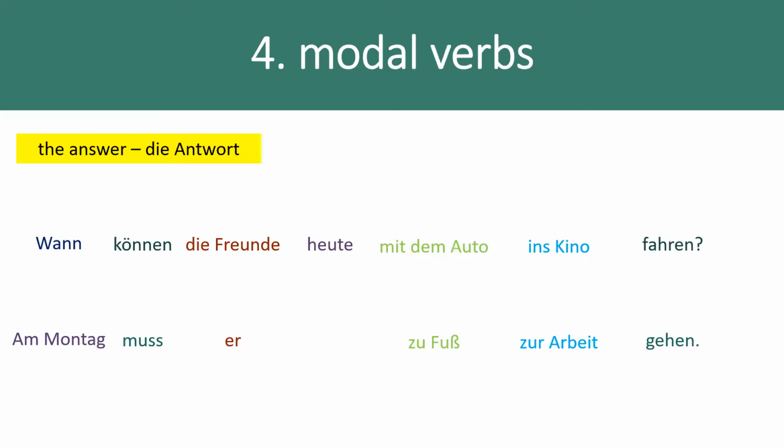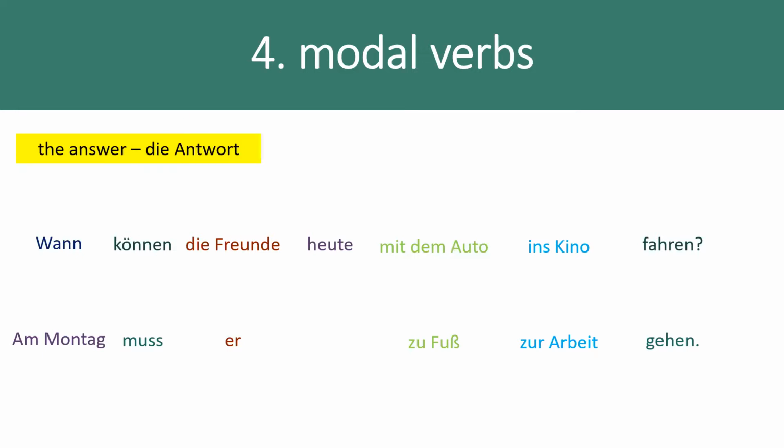Wann können die Freunde heute mit dem Auto ins Kino fahren? So the first one had to be the question because of wann. And notice what we did in Module 3, the time, manner, place. Your heute mit dem Auto ins Kino. They're all in order. You need to keep all those in order. So wann können die Freunde heute mit dem Auto ins Kino fahren? And we obviously have the können in second place and the fahren at the very end.